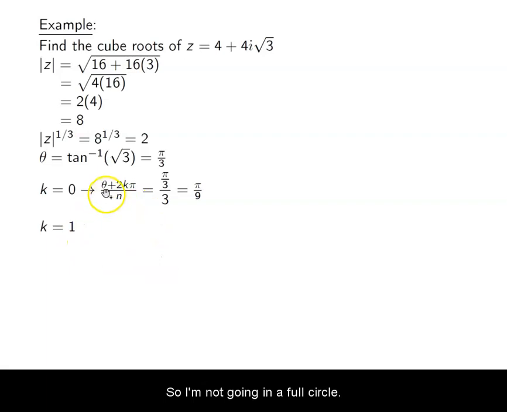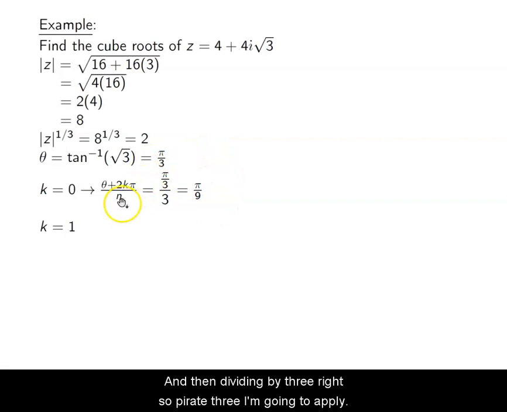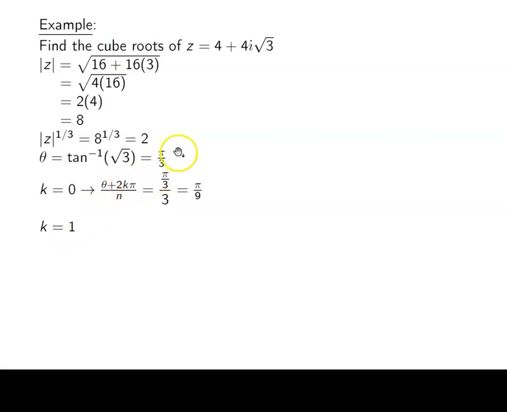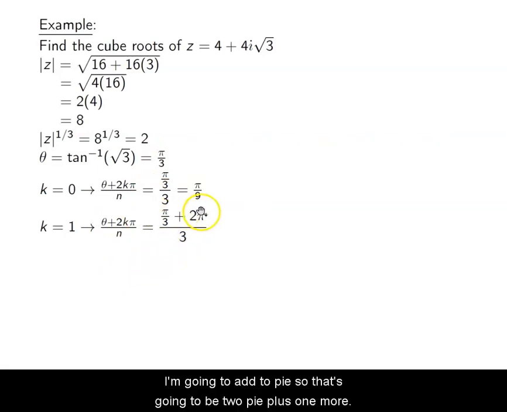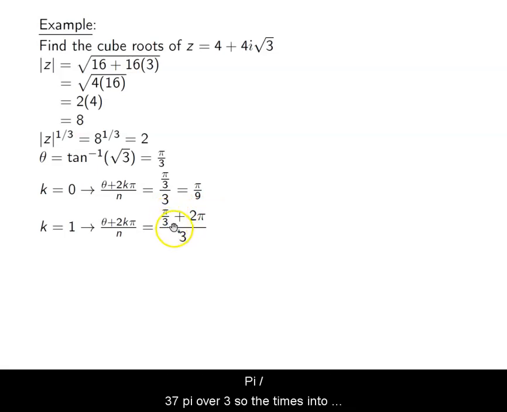So I'm not going in a full circle around pi over 9, I'm taking pi over 3, going in a full circle, and then dividing by 3. So pi over 3, I'm going to apply 2 pi to that. So I'm going to add 2 pi, so that's going to be 2 pi plus 1 more pi over 3. So there's 7 pi over 3, and then divide that by 3, so this turns into 7 pi over 9. Right, so that'll be the next angle.